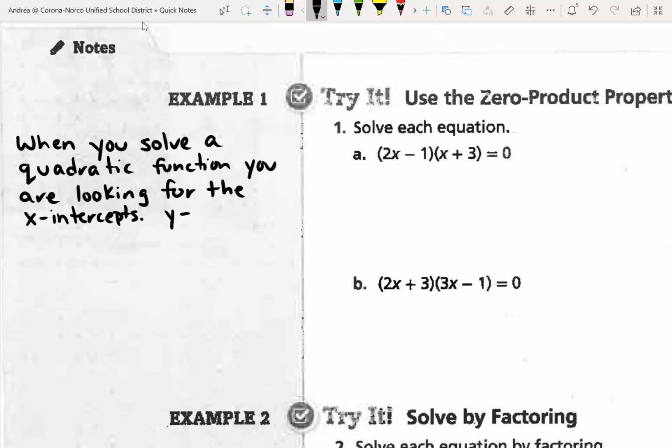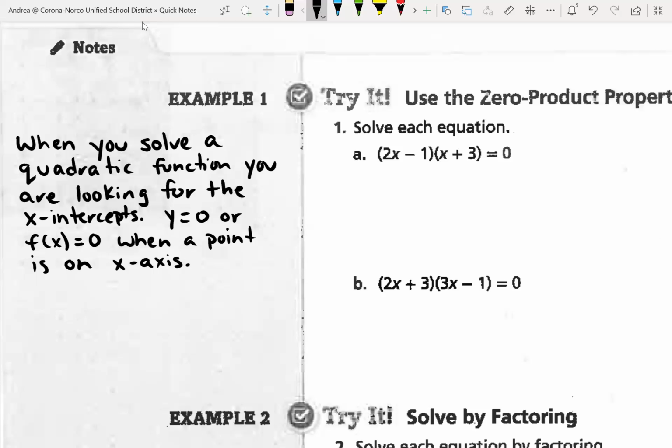Y equals 0 or f of x equals 0 when a point is on the x-axis. Okay, so that's the key there. You need to know that y is going to be 0 when we're on the x-axis, or f of x equals 0. You know that y and f of x are the same thing, right? They're just two different ways to write it.